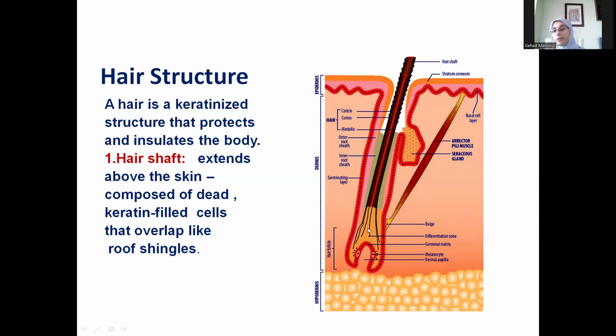Of course, if you detach the hair from the hair bulb, you feel pain, because when you detach the hair from the scalp, you're actually separating the hair bulb from the dermal papilla. So you're actually rupturing, or injuring, sensory nerves, and that's why you feel severe pain. In between, we have the hair root.